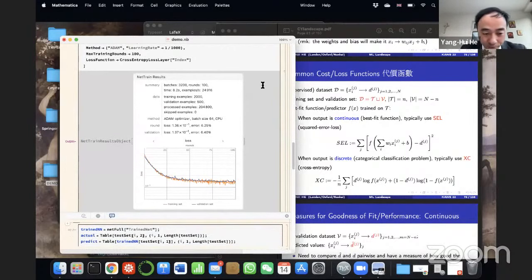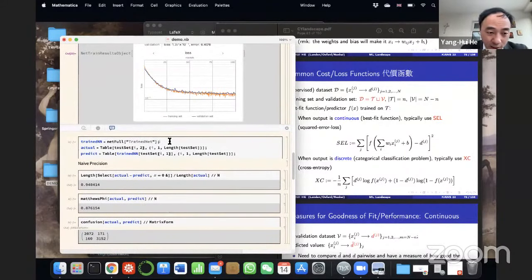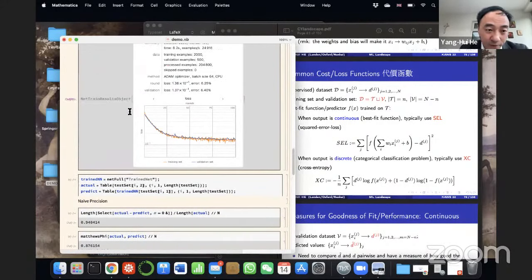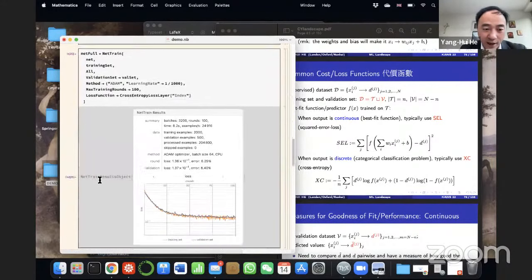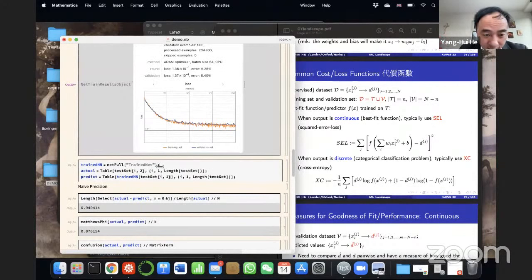So it is done. Now the next thing you do is take this net full, which is this fully trained neural network, and extract the information called the trained net. That means I want to extract out the trained network and validate it. This is going to be my function. It's a very complicated function, but it is what it is. So I'm going to extract out this bit, which I'm going to call trained NN, the trained neural network I'm actually going to use for my function.